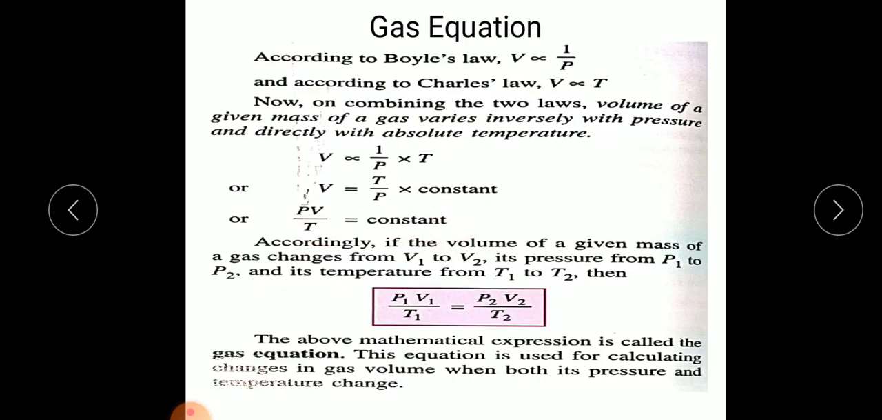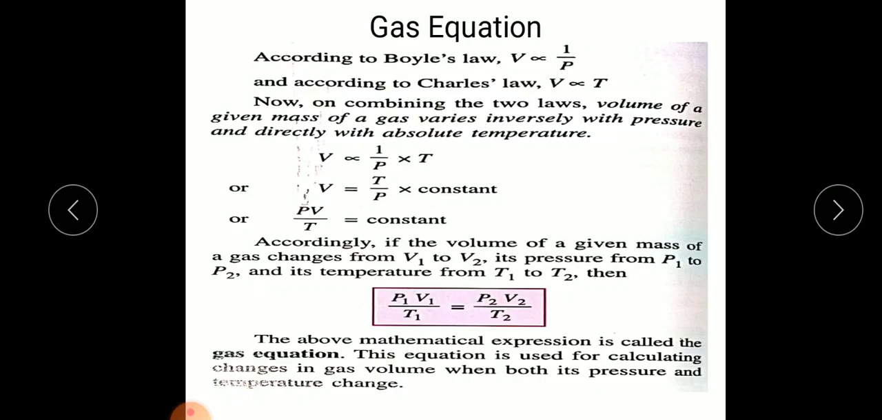Now accordingly, if the volume of a given mass of gas changes from V1 to V2, its pressure from P1 to P2, and its temperature from T1 to T2, then we can write P1 V1 by T1 equals P2 V2 by T2. This is the final expression, which is commonly called the gas equation or the mathematical expression for the gas equation. This equation is also used for calculating changes in a gas volume when both its pressure and temperature change.